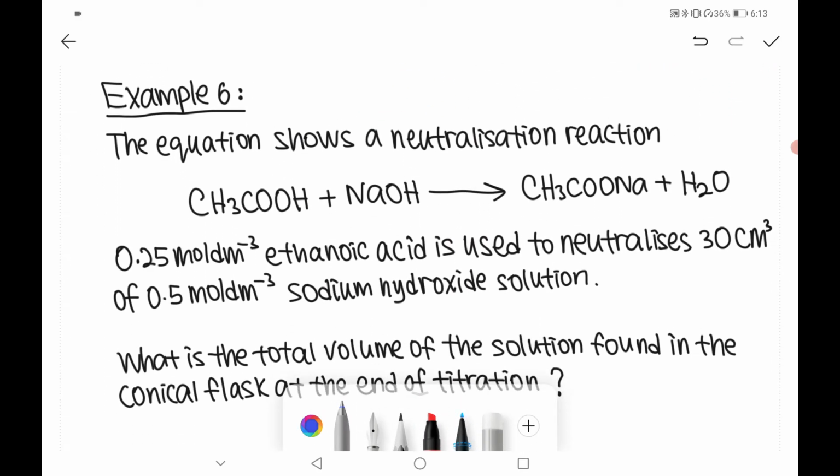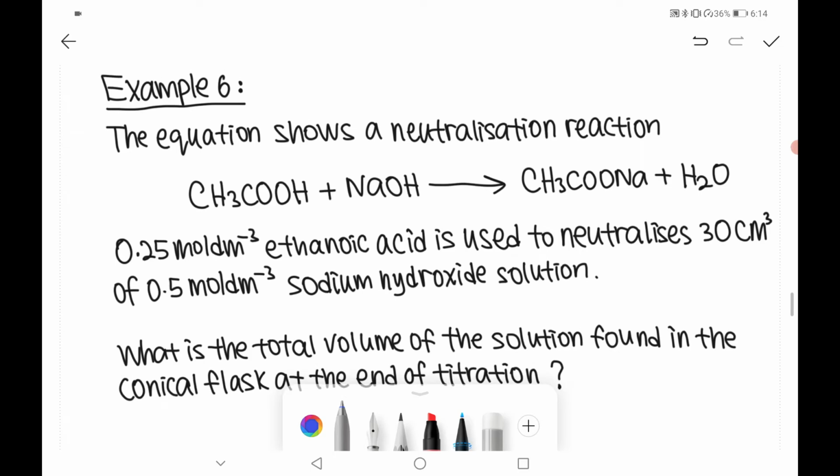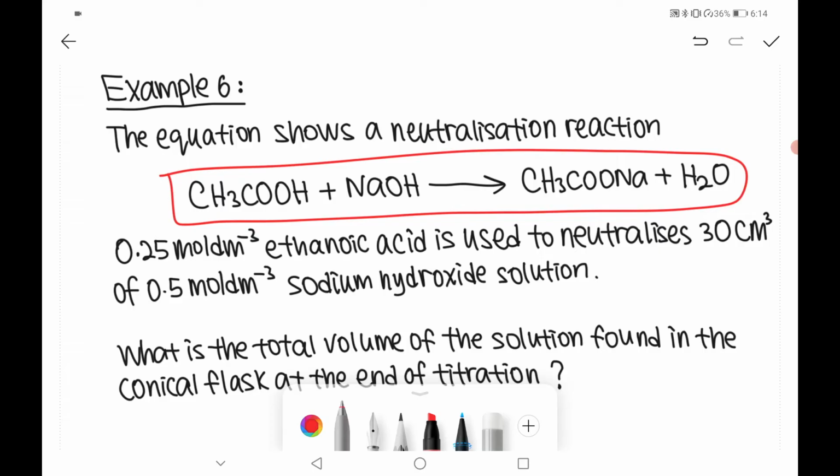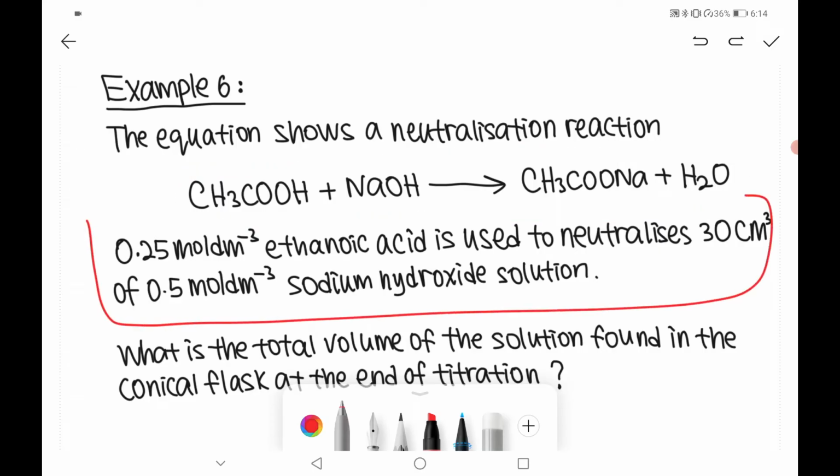Okay, so this is your example number 6. The question says this. The equation shows you a neutralization reaction. So for this question, we have a neutralization reaction. They give us the chemical equation, and then these are the information.